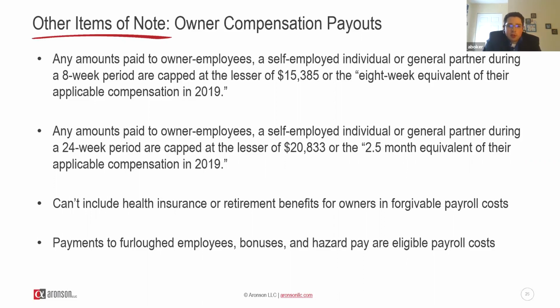And then for owners that have a 24-week period, this is what's interesting: for a 24-week period, the maximum compensation for an owner is the lesser of $20,833 or the 2.5-month equivalent of applicable compensation. So that $46,000 ceiling that we just covered for regular employees is not the same for owners. Owners have that $20,000 cap. And what's different about owners, this is still applicable from last time compared to regular employees: you can't include health insurance, you can't include retirement benefits for owners in forgivable payroll costs. Payments to furlough employees, bonuses, hazard pay, those count as well for payroll costs.